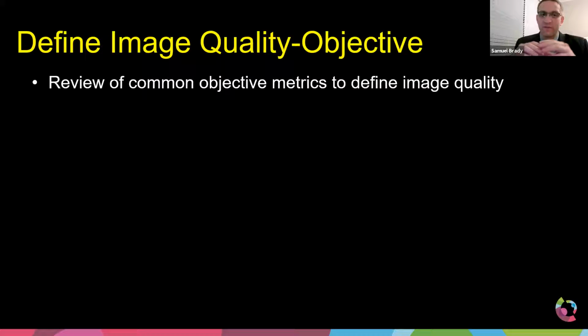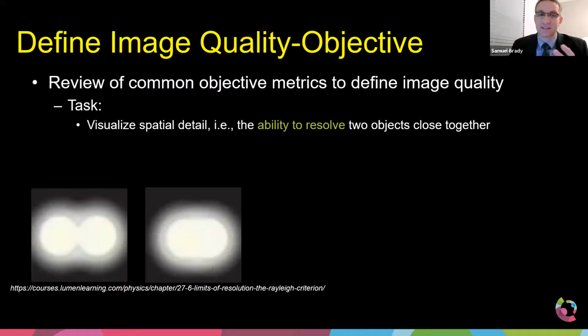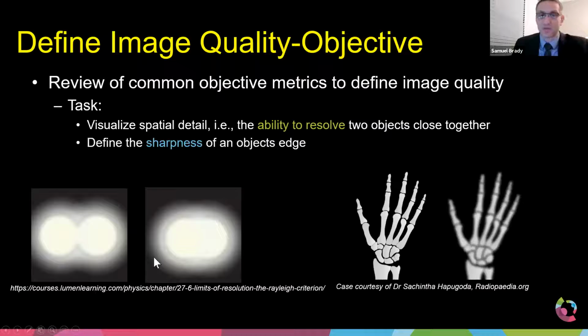So let's review a few common objective image quality metrics. The first task that oftentimes we want to analyze is, how can we resolve or differentiate two objects that are close together? If a system, a detector, say a digital radiographic detector, captures an image, and we want to know if two objects are very close together in the body, can that detector resolve them as separate individual objects, or does it blur them together to create just one object that is visualized with the eye?